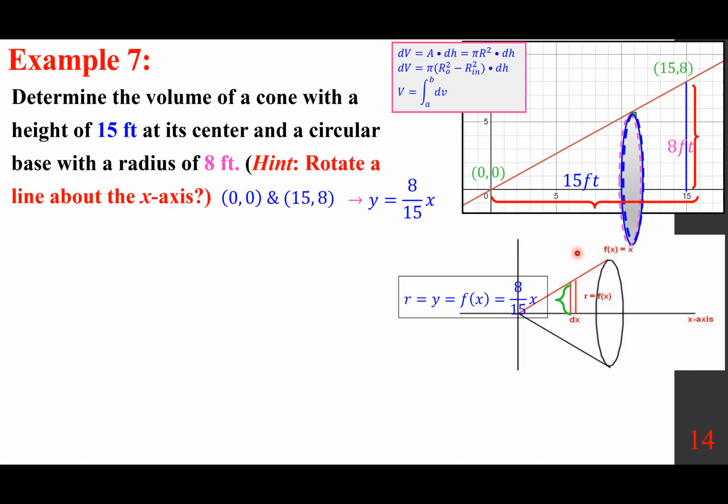Now it's a simple case of an integration. So we have a pi, we square the 8, 64, 15 gives us 225. We can keep this one out as 64 pi over 225.